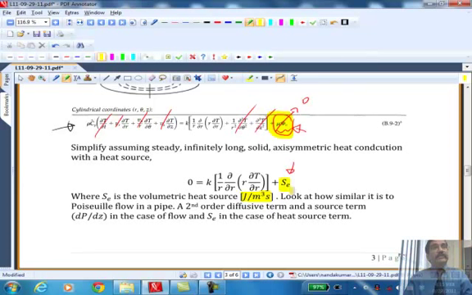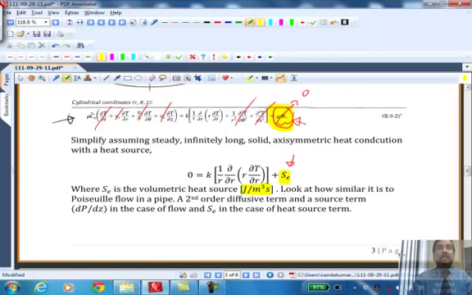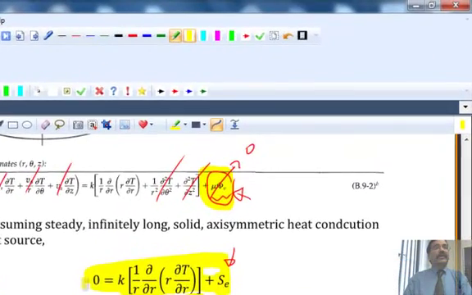Any questions? SE is the volumetric heat source, meaning it's distributed uniformly throughout the volume. It has the units of joules per meter cube second. Look at this equation. What does this equation remind you of? Instead of T, if I put a V, how does that equation look?